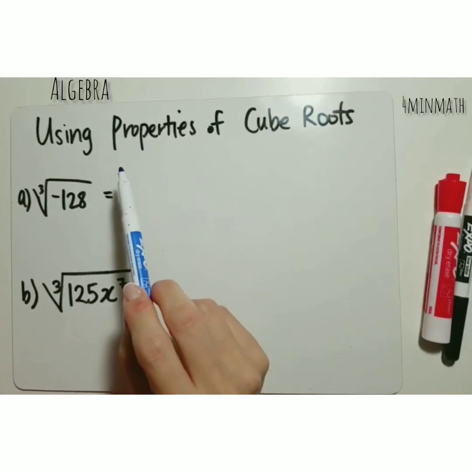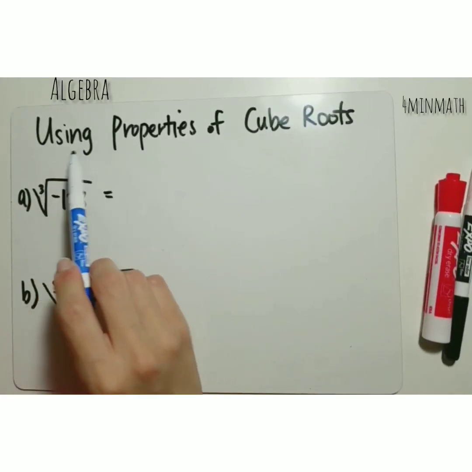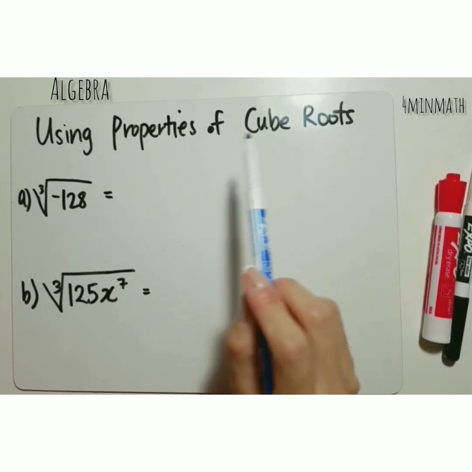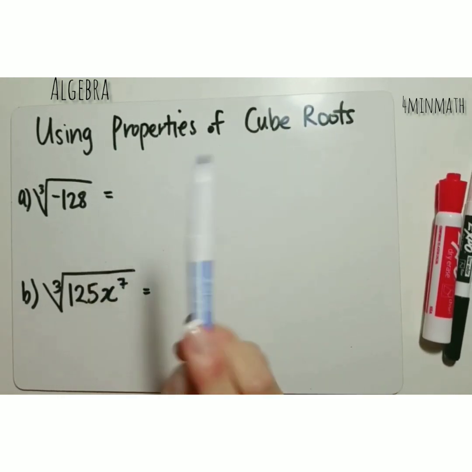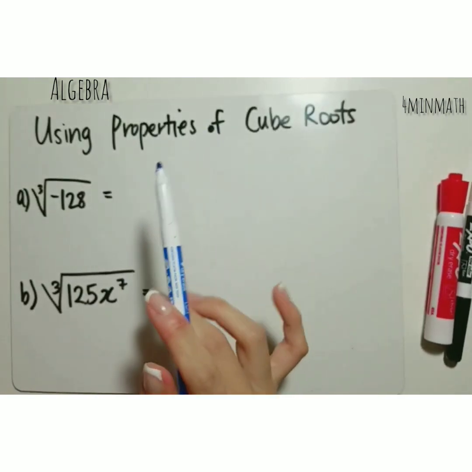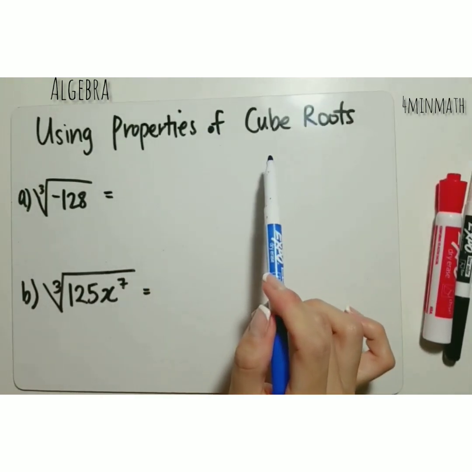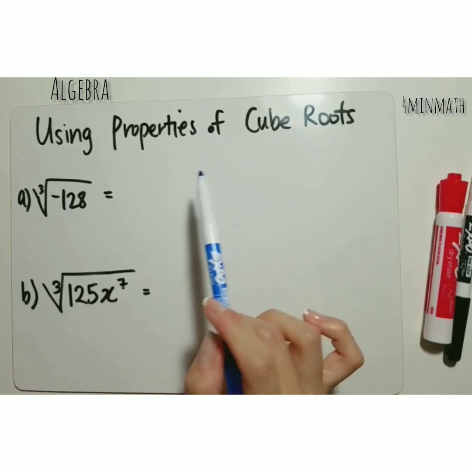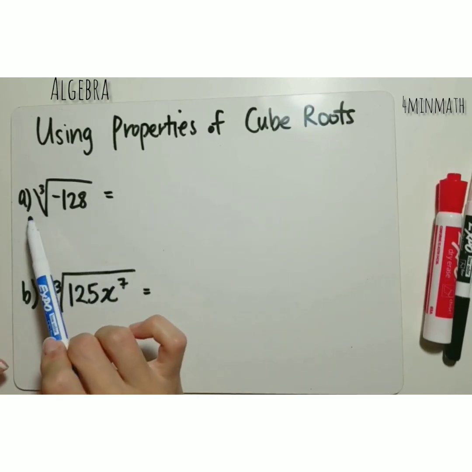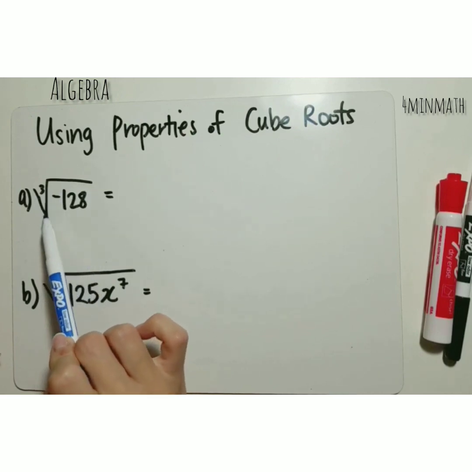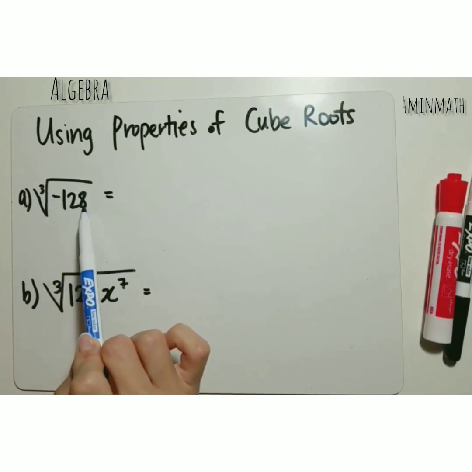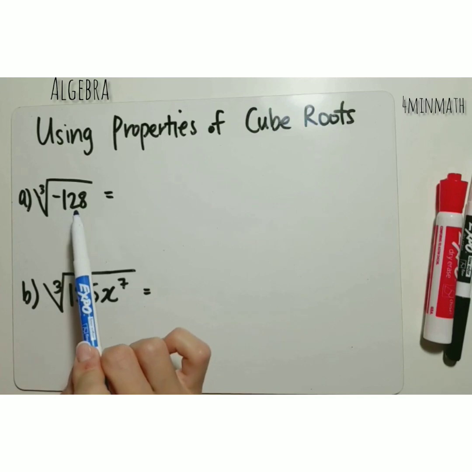Next, in the following few examples, we're going to be using properties of cube roots. You can pause the video here and go back to chapter 6 notes to refresh your memory on how to do cube roots and square roots and nth roots. But in this example, part A, cube root of negative 128.